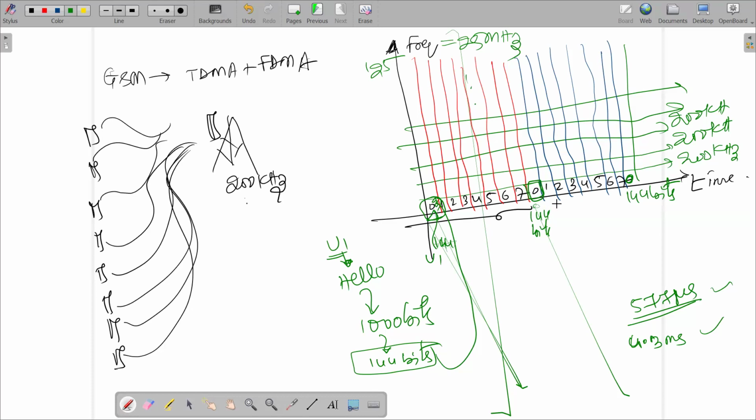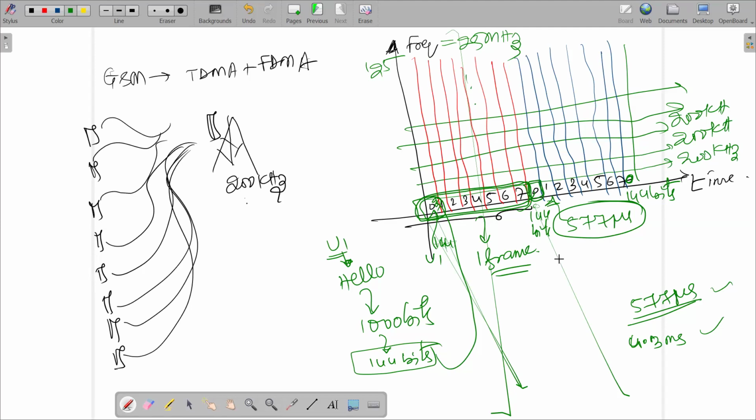So here each slot duration is 577 microseconds, very small. That's why GSM provides a very small data rate. And this group of 8 slots, I can call one frame. Clear? Does anyone have any doubt?